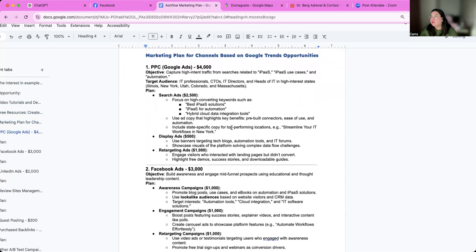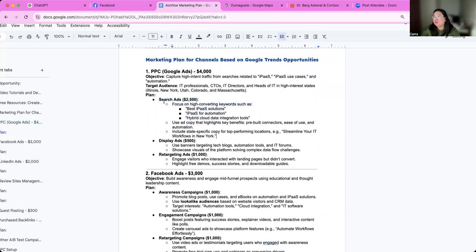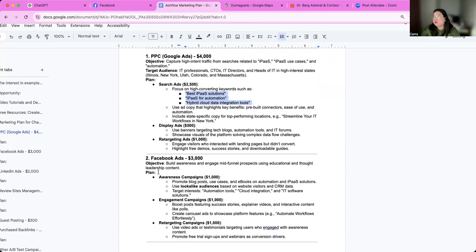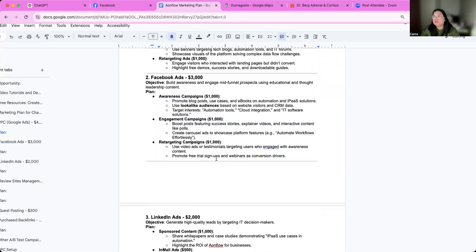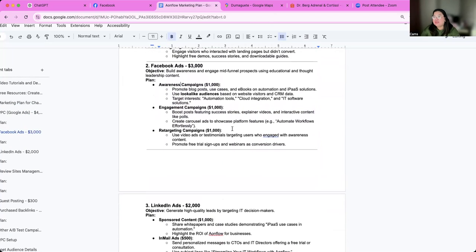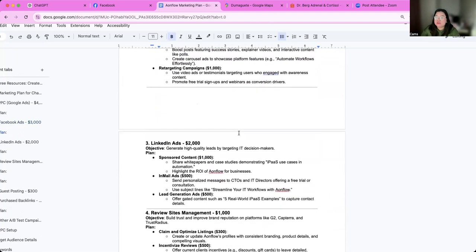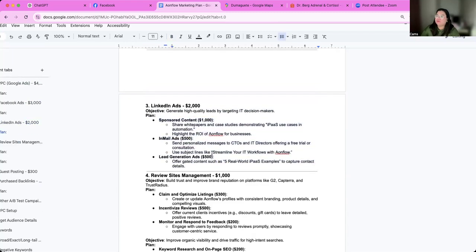In terms of my marketing plan, I've also included it here based on the Google Trend opportunities that I was able to analyze. So ito, breakdown ko siya into different objectives. Ano din yung mga high converting keywords, I've included it here as well. Same for Facebook ads, ano yung mga campaign and also lookalike audience that I will be targeting, such as interest and different objectives. So from here, I created awareness, engagement, and then retargeting campaigns. For LinkedIn ads, I also have different objectives here. So I break it down so it's easier for me to explain to them.